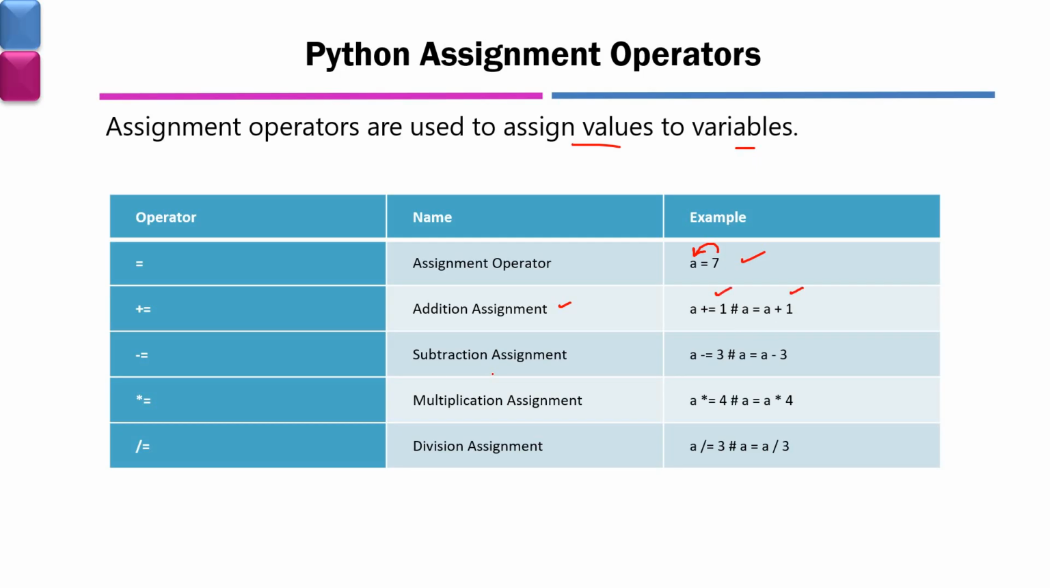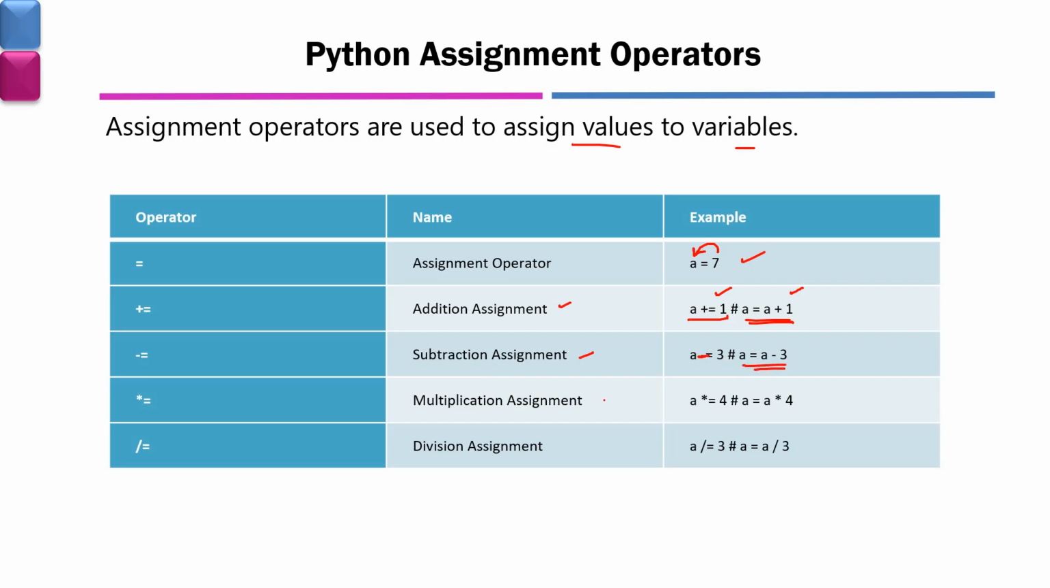That means, in short, I am writing a += 1. That means a += 1 indicates a = a + 1. Subtraction assignment can also be very important: a -= 3. What does it mean? a = a - 3.